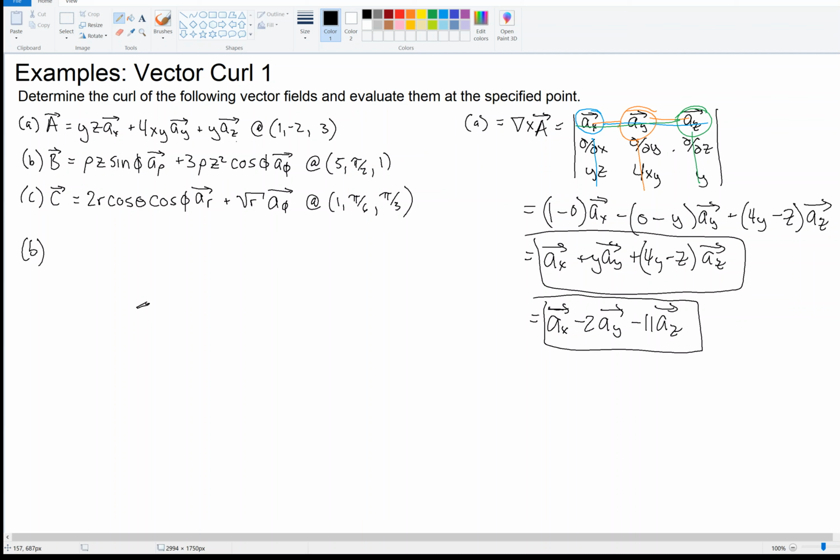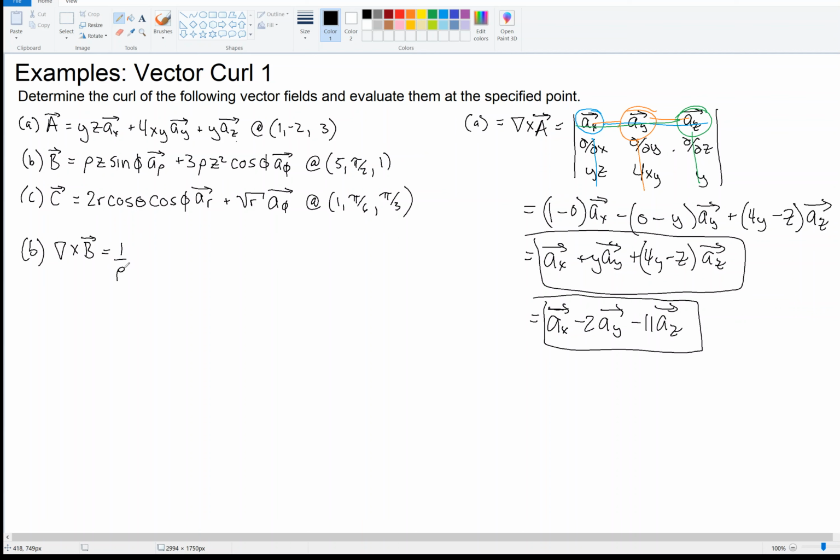Feel free to pause the video if you like. So in B, I see that we've got rhos and we've got z's and we've got phis hanging around. So that implies that we are in the cylindrical coordinate system. So let's recall now that there is something a little bit different in the way we calculate this curl, this cross product in the cylindrical coordinate system.